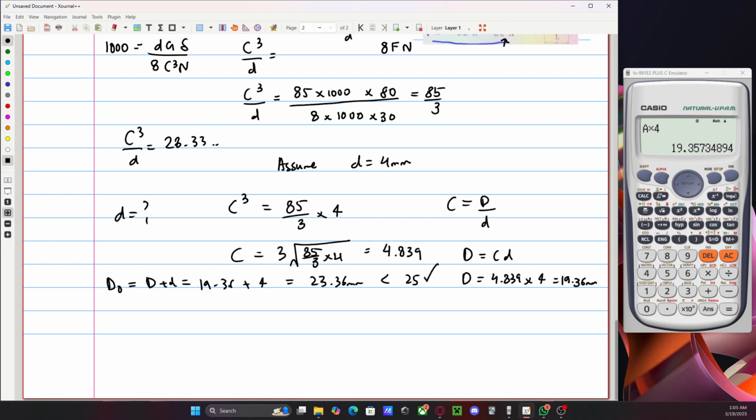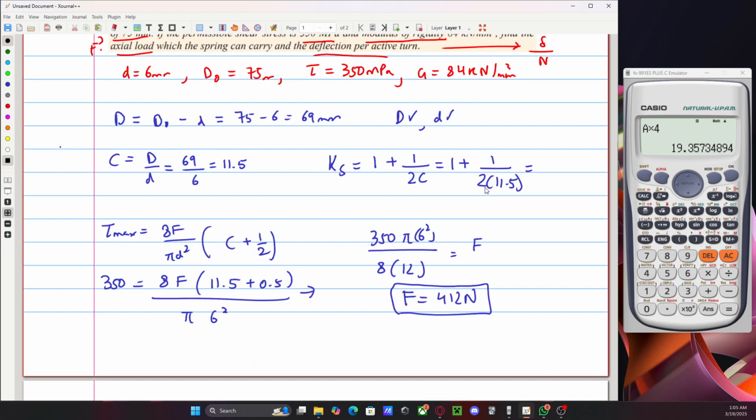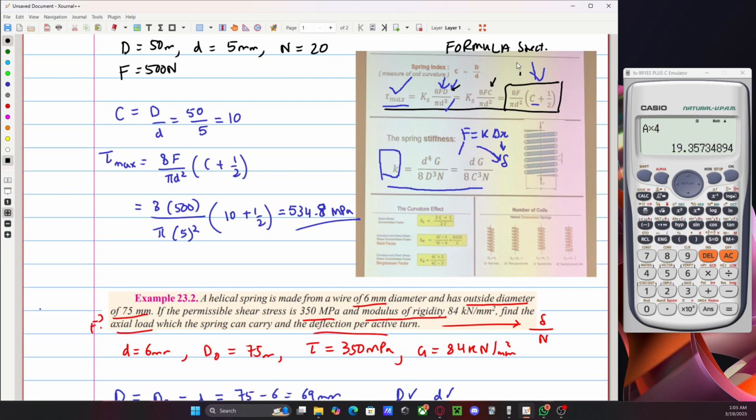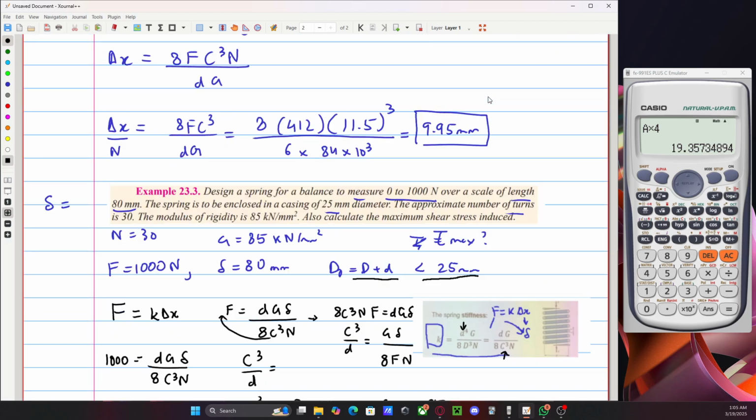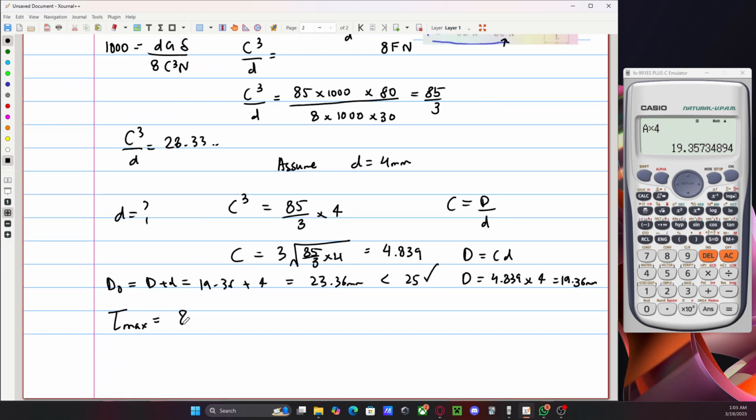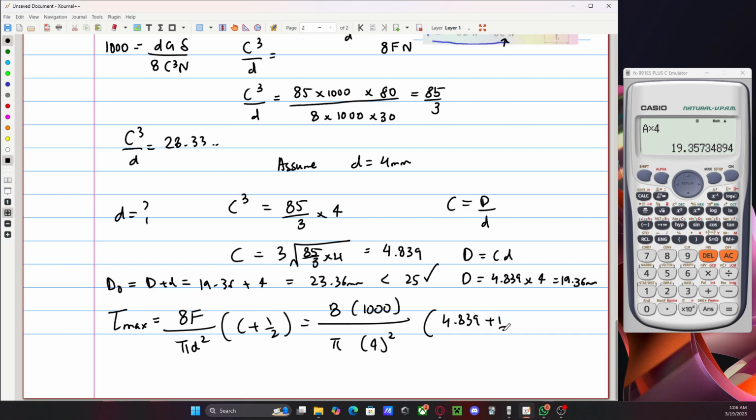So now we need to find the maximum shear stress induced, so we need to find tau max. Once we know everything, all we have to do is substitute into this formula over here. Very simple, very straightforward. So 8F over pi d squared times C plus a half. We're assuming the force is 1,000, that's the maximum force. Small d is 4 squared, and C we worked out is 4.839 plus a half.